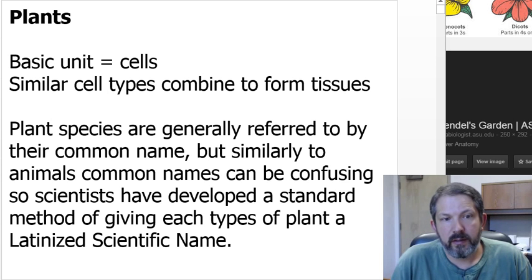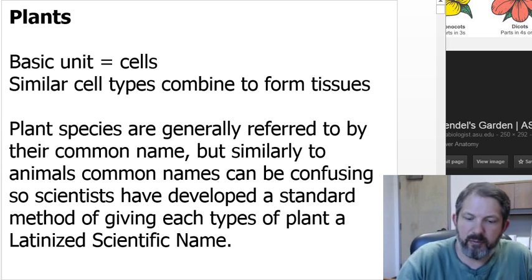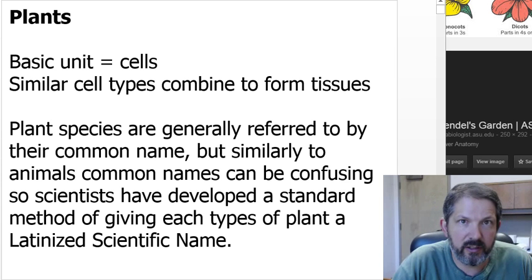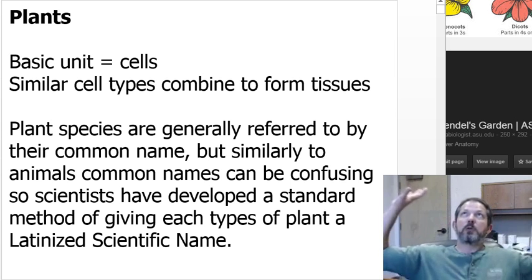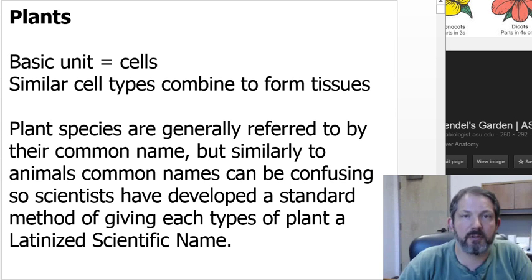And just like with the animals, there's going to be plant taxonomy. There are going to be scientific names. And plants, like animals, are multicellular. Unlike animals, they don't have nervous systems. They don't have muscular systems. They're not moving around. Why? Because they don't need to. They are acquiring food, right? They just need to hold still and capture that sunlight.